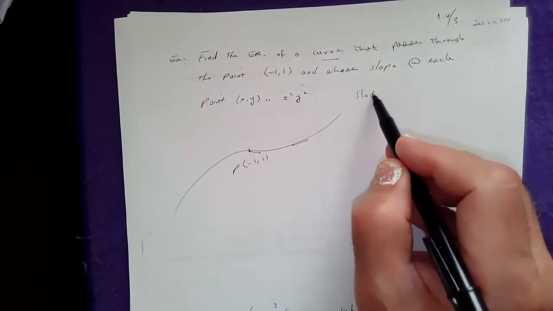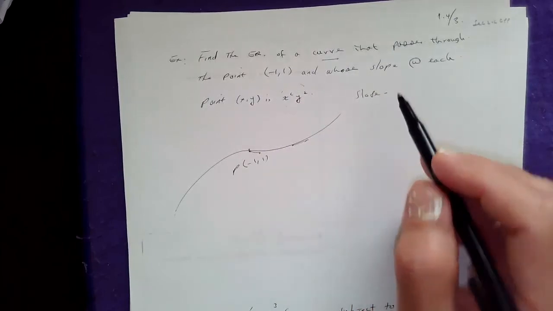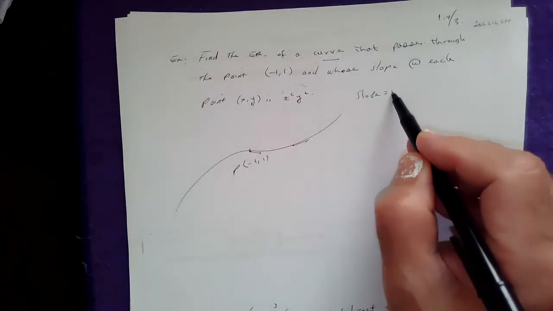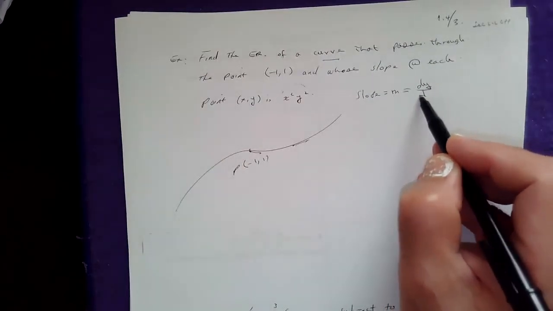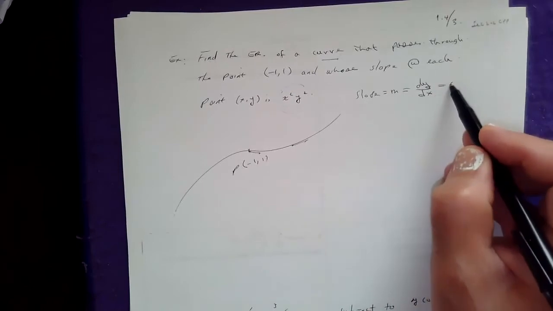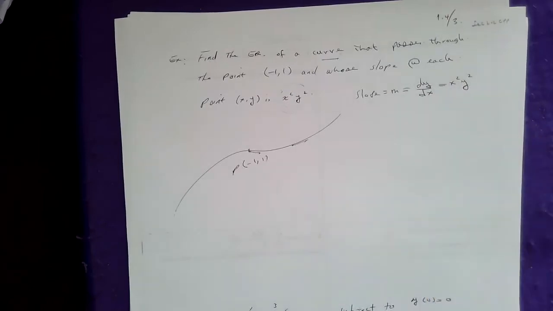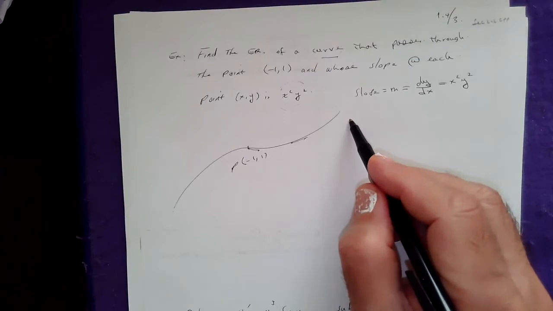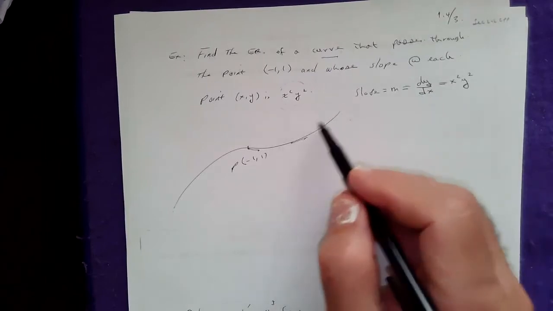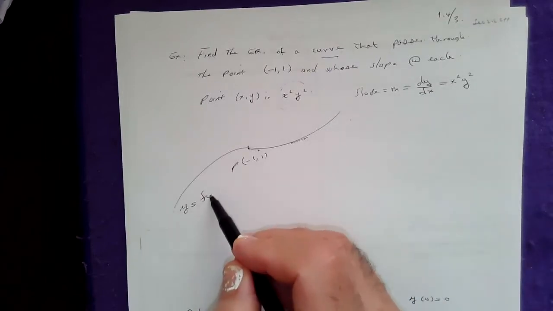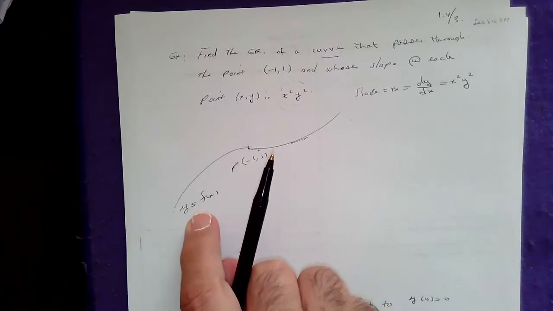Remember, slope is the rate of change of y with respect to x, which is the same as m, which is the same as dy/dx. In this case, it was given to us as x squared y squared. So the idea is, how do you go from slope to the curve itself? In other words, I'd like to find the equation of this curve.